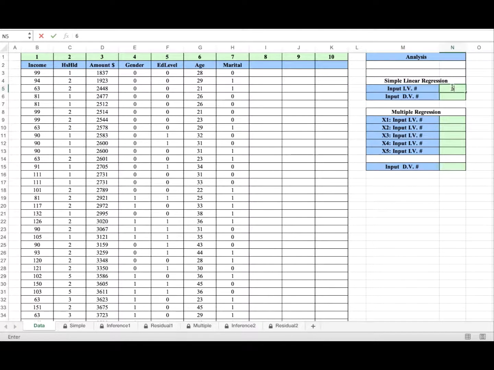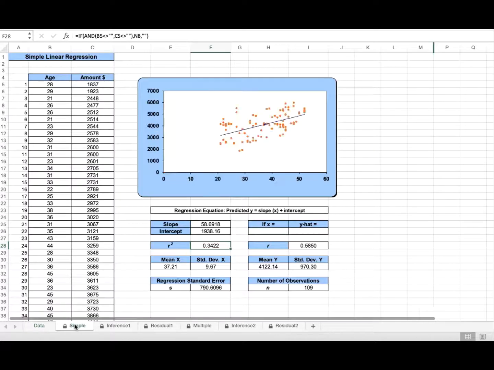Remember, we need an independent variable and a dependent variable that are both quantitative, such as age and amount charged. Let's look at our results. On the worksheet tab Simple, we can see that age and amount charged have a moderately strong linear relationship with a correlation coefficient R of 0.5850. Our regression equation shows that predicted amount charged, y hat, is equal to $58.69 times age plus the y-intercept. And this equation explains about 34% of the variability in spending.